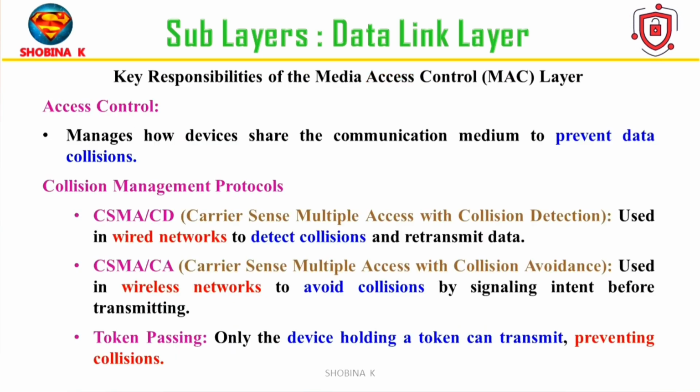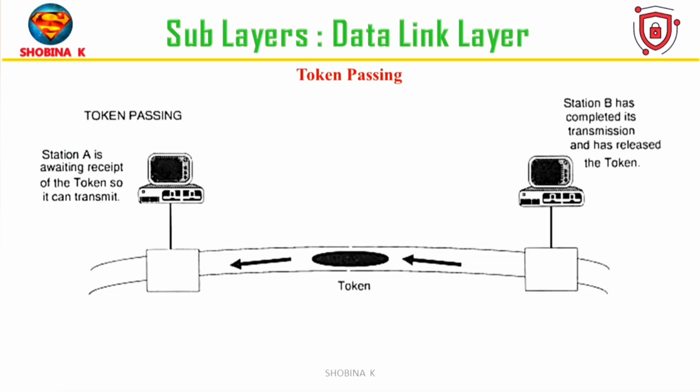Next, token passing. Token passing is a network protocol which manages access to shared medium. In this method, a special data packet called a token is generated and circulated among the devices in the network. Only the device which holds the token can send the data on the network. If a device wants to transmit a data, it must wait until it receives the token. Once a device receives the token, it can send its data.